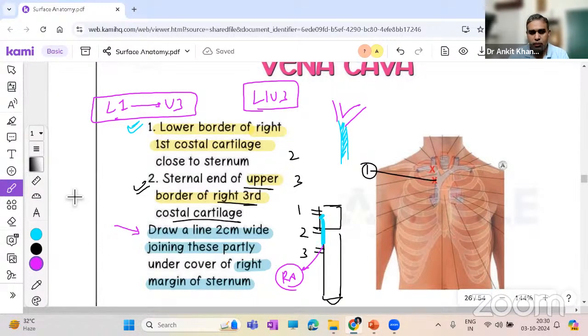Now see, 1.5 centimeter was the diameter, but now SVC will be slightly bigger, so they have increased the diameter from 1.5 to 2 centimeters. Now it is 2 centimeters. That's the whole point. Okay.